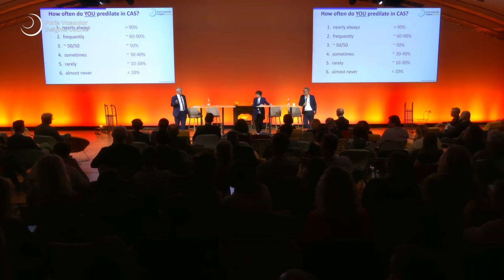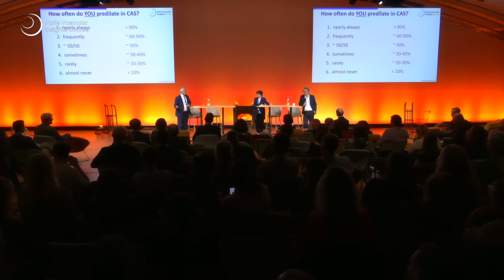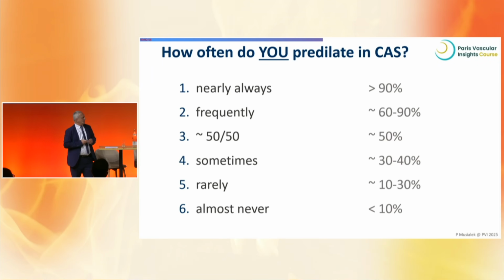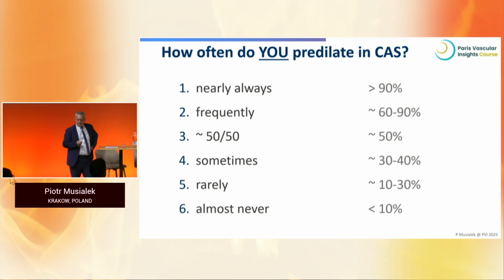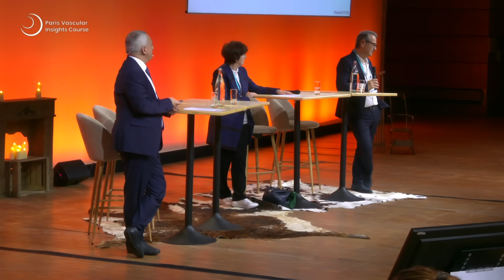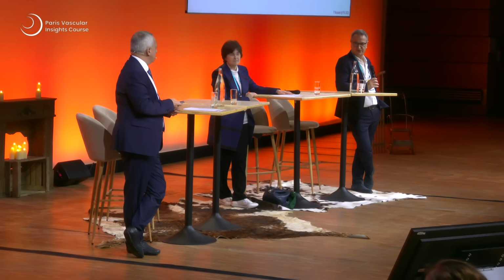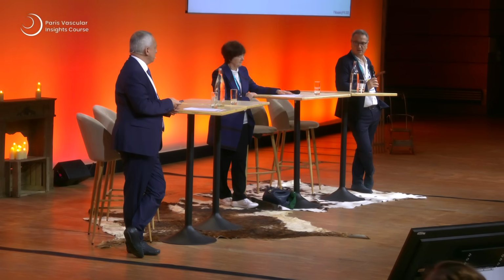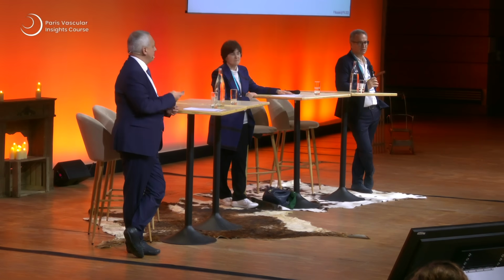So, Eric, that would place you where in this list here? Sounds like they're in the middle. Yeah, in the middle, about 50%. So who thinks they know when to predilate? You say the lesion severity, yes? Let's elaborate on that. So when would you predilate? When it's more than 85 or near to 90% of stenosis, yes. So a tight lesion. Yeah, very tight lesions.